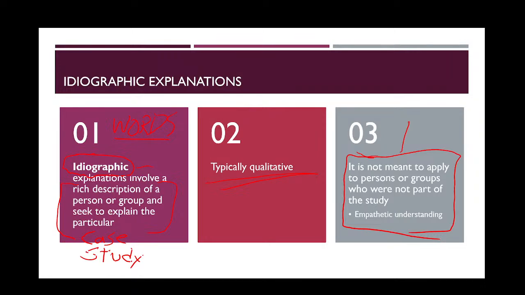Whereas if you are doing quantitative research and nomothetic explanations, you might be able to say, okay, because we took a representative sample of all Canadians, we can say that these findings represent the Canadian population as a whole, or Edmontonians as a whole, or Albertans as a whole, and all of that.